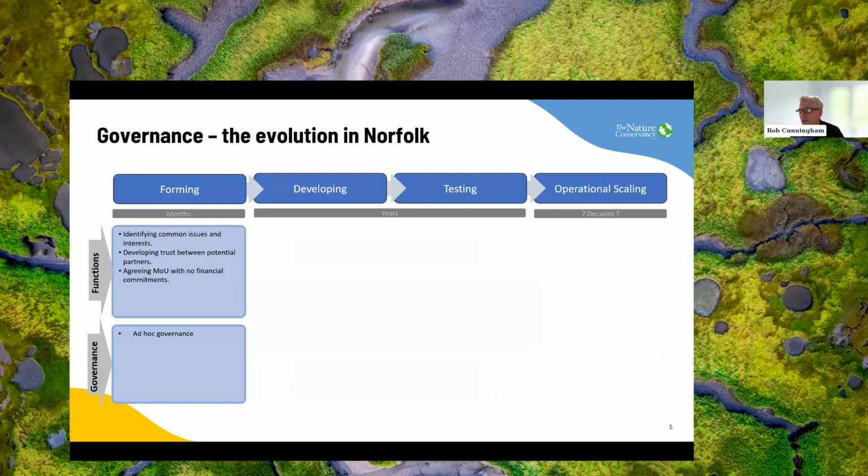and everything actually starts with ad hoc governance. A group of people, a group of organizations get together, they share an idea, they share a vision, and from those discussions, from those meetings, from those mutual agreements, we move into a formal partnership. That's definitely how Norfolk started, and the end point of that really was agreeing a memorandum of understanding.